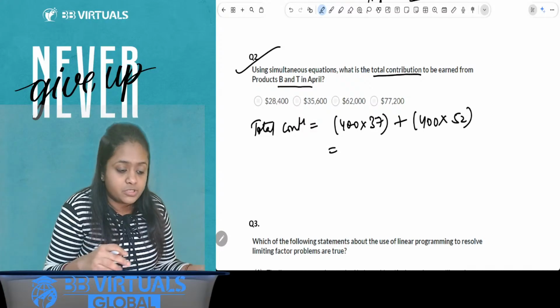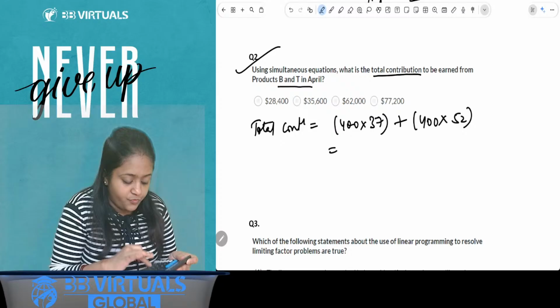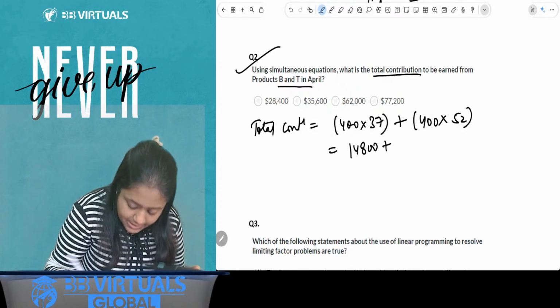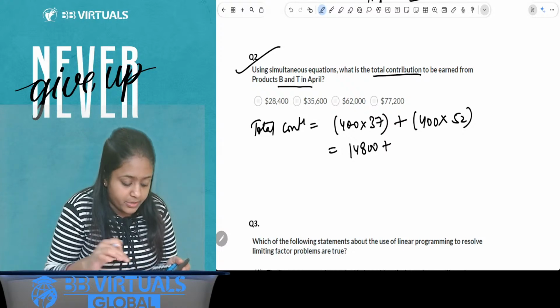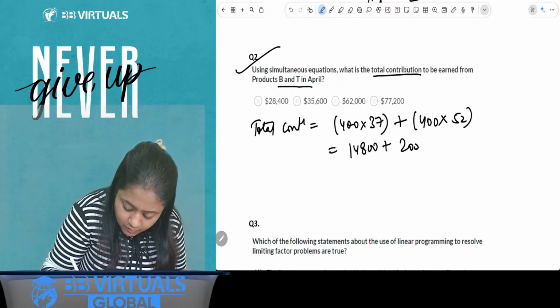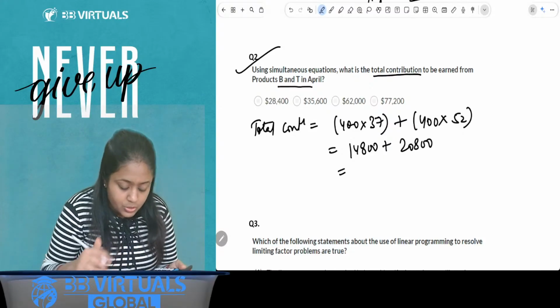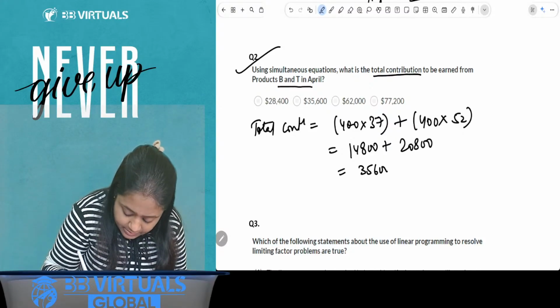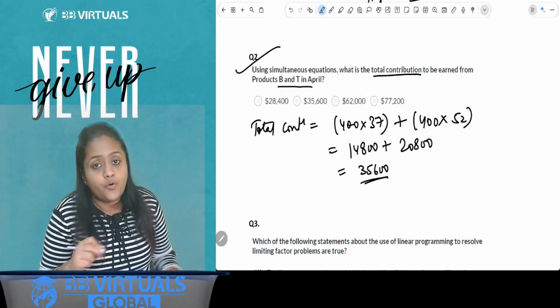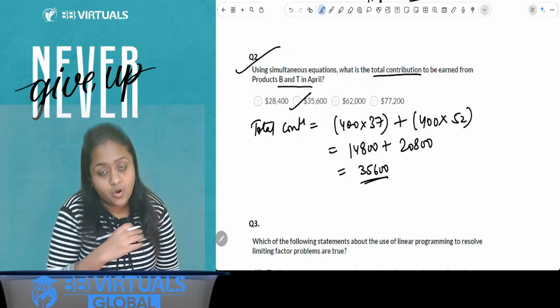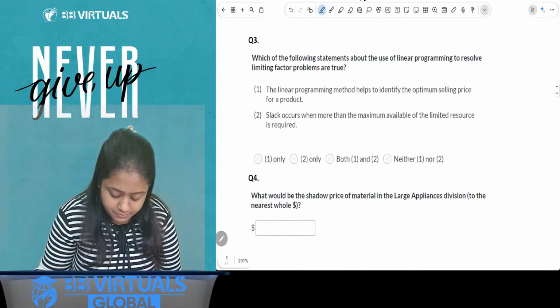So total contribution will be 37 into 400, which is 14,800, plus 52 into 400, which is 20,800. Total when you add, you get here 35,600. I hope you all are able to follow and my answer is B. Clear? Okay, let's go further and let's see question number 3.